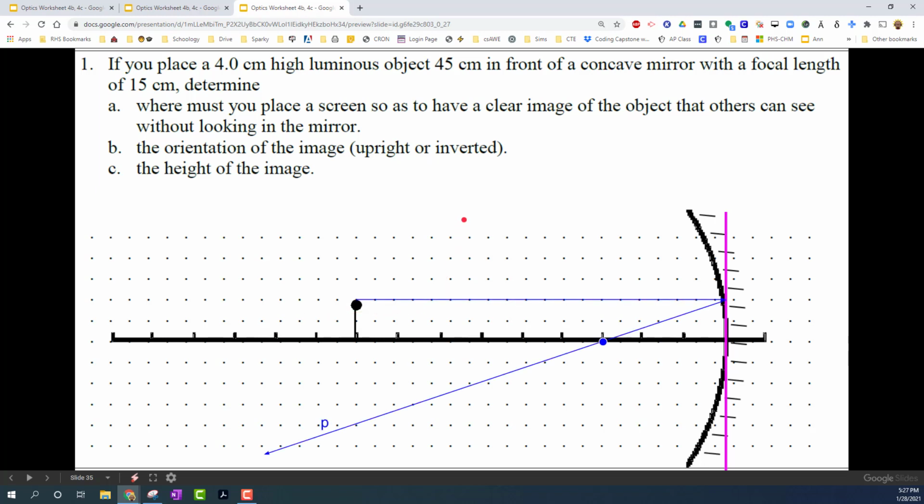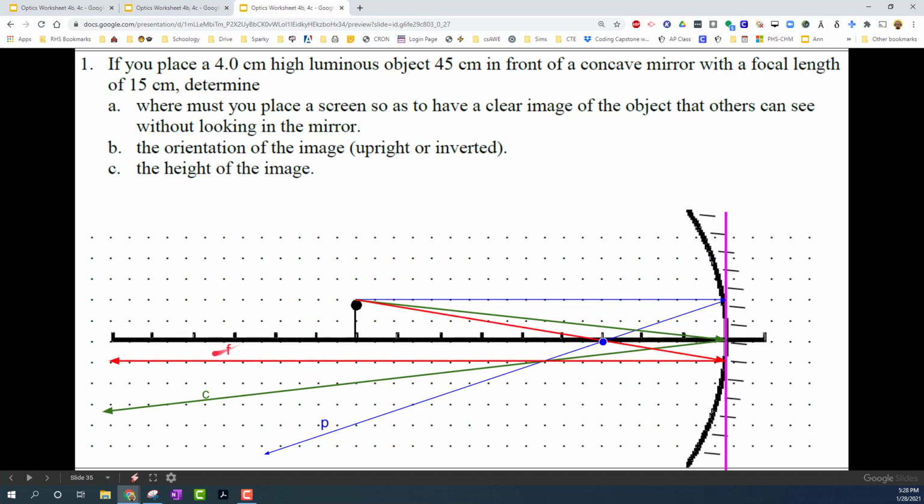Now, let's look at our ray diagrams. The first one is a P ray, which comes in parallel and then goes through the focal point. Then the C, or center ray, which goes through the center and then bounces off. And then the F ray, which goes through the focal point first, then bounces back parallel.